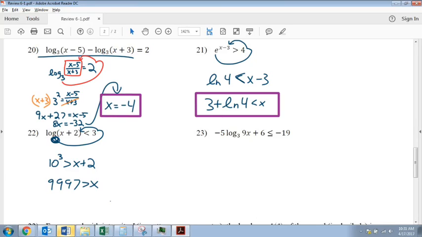Cool? No, x to the 10. It's not 10,000, it's 1,000. But anyways, that's the right answer.